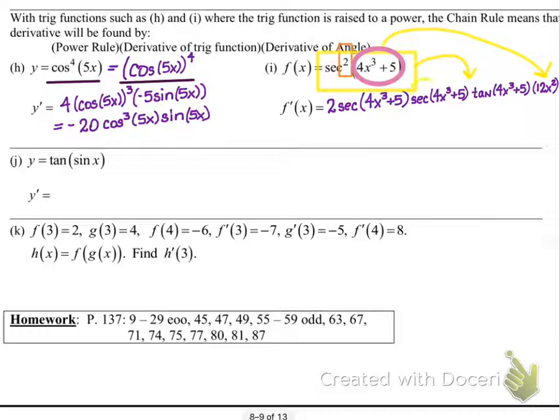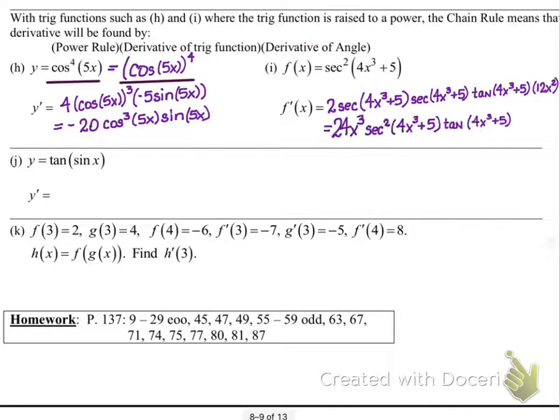This is the derivative of your middle function. And this, the 2, and the power of the original secant, that's the derivative of your outer function. Okay. Now, this simplifies quite nicely. And there we go. Our derivative is more complicated than our original function.